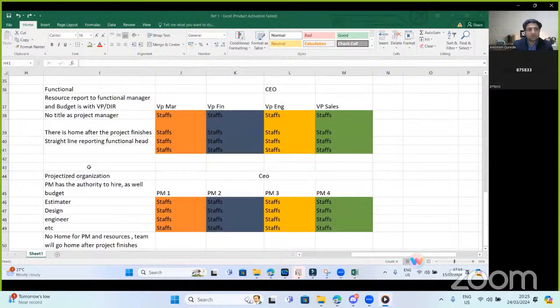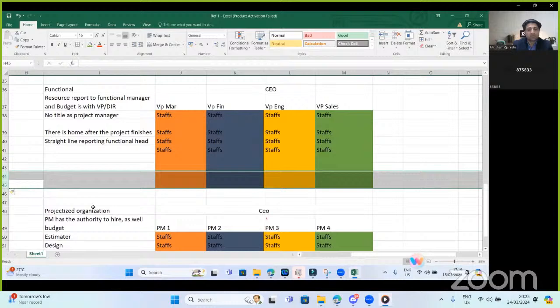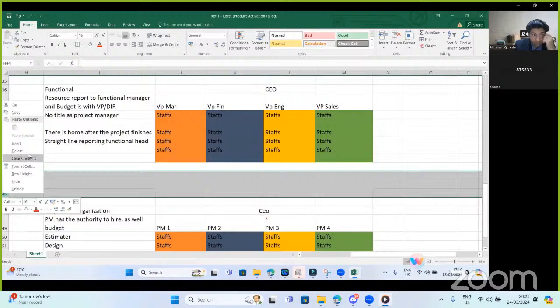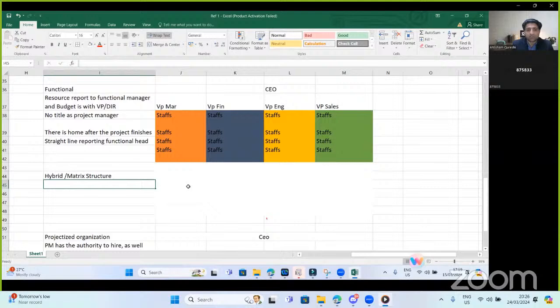Hold on. We have a third structure, which is called matrix or hybrid. Why is it increasing? Okay, no problem. I will make it white. More roles, so that's called hybrid or matrix. Basically, it's a matrix structure, which could be a combination of projectized and functional. But let's draw how it works.